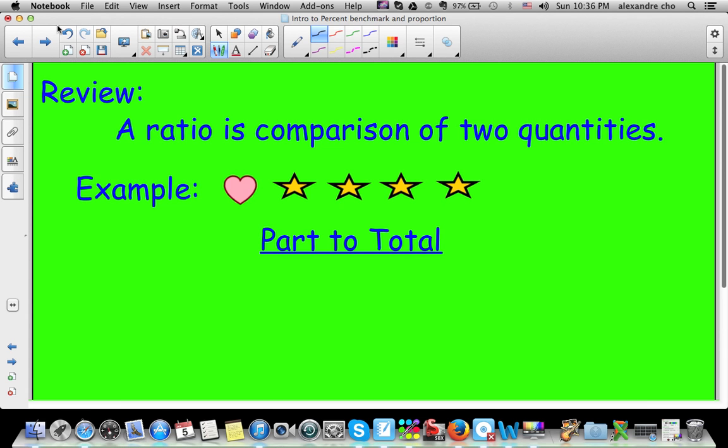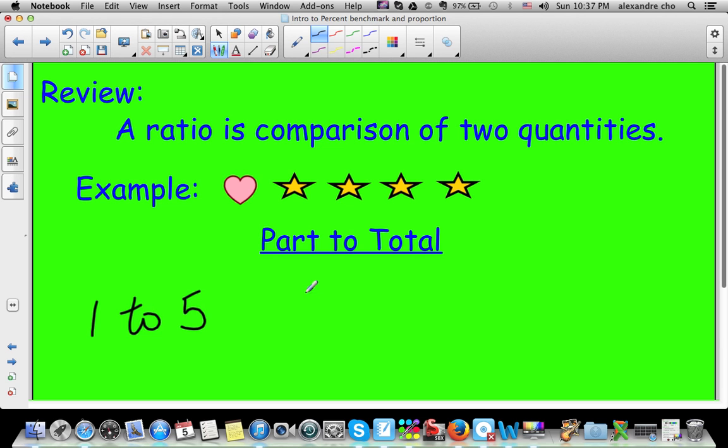the stars. An example here that we're going to use is the heart and the stars, and I want you to come up with a part-to-total comparison. So let's compare the number of hearts to the total, okay? So one way of writing this is that there is one heart to a total of 5 items. Okay, so for every 5 items, there is one heart.